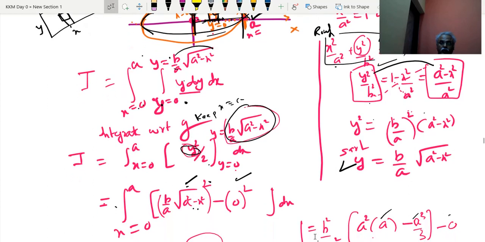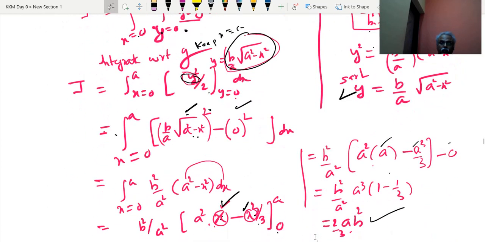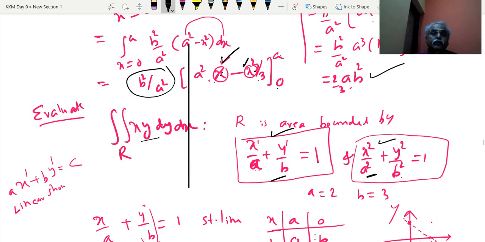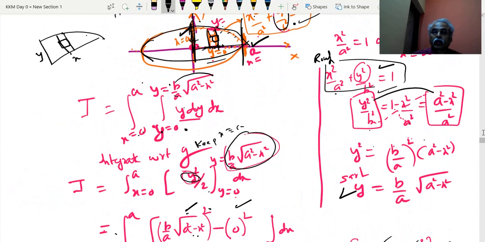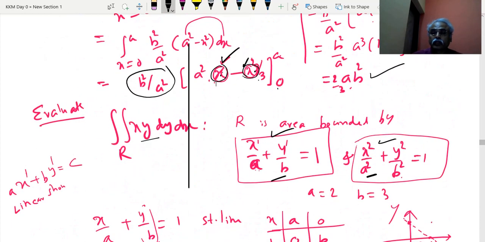Let us see how it is done. So b square by a square outside, and a square becomes a square, x square becomes x cube by 3. Wherever x is there in the upper limit, put a here, and a cube here, and hence we get upper limit minus lower limit. So it is just a simplification of this part.